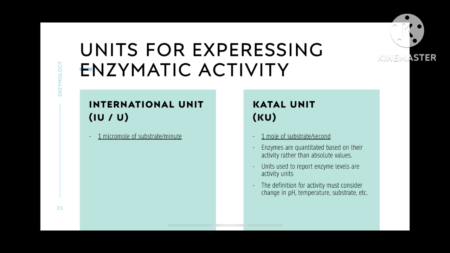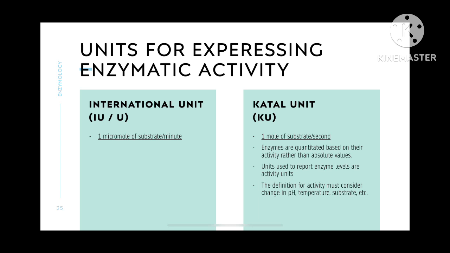Historically, class, method developers frequently established their own units for reporting results and often named the units after themselves. To standardize the system of reporting quantitative results, the Enzyme Commission defined the international unit, IU or U, as the amount of enzyme that will catalyze the reaction of 1 micromole of substrate per minute under specified conditions of temperature, pH, substrates, and activators. Since specified conditions may vary among laboratories, reference values are still often laboratory-specific.